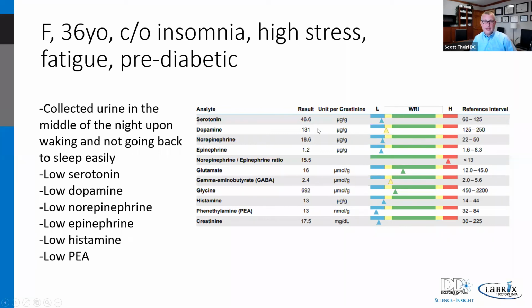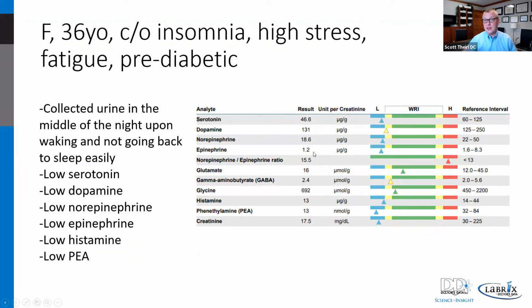Dopamine on the nice low side, I'm okay with that, right? Norepinephrine, 18. We definitely want that one to be on the lowish side, that lower 30th percentile. She's doing great there. Reference range 22 to 50. So it's certainly not high. That would be my biggest concern with insomnia. Epinephrine 1.2.